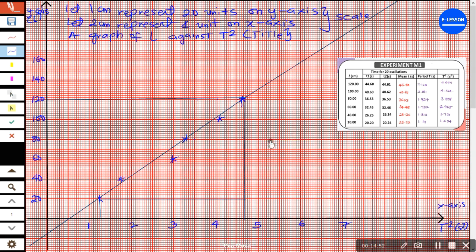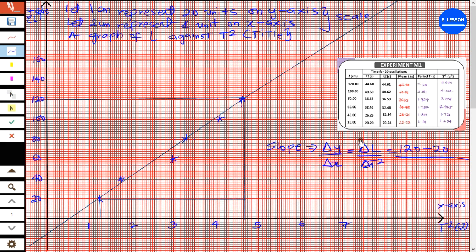Slope is usually given by the formula for slope. Don't write it inside this; there's a space in your worksheet where you write it. Are you getting it? So your slope is change in y-axis over change in x-axis, which equals change in L over change in T squared, which equals change in L. What do you have here? We choose 120. So this gives us 120 minus the other value we chose here, which is 20. Are you getting it?